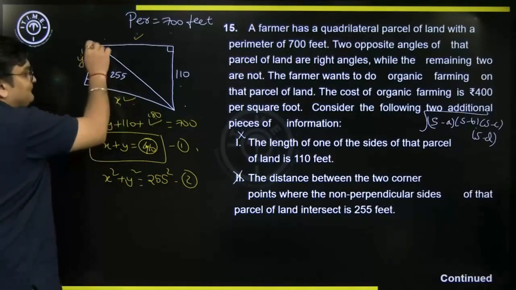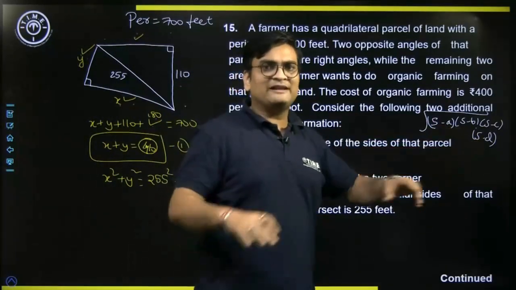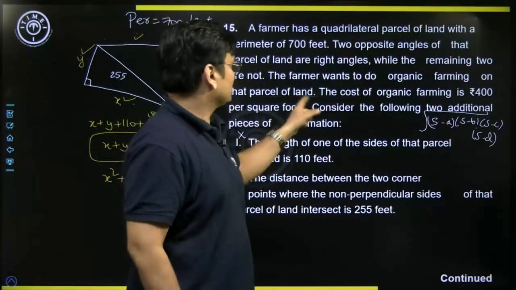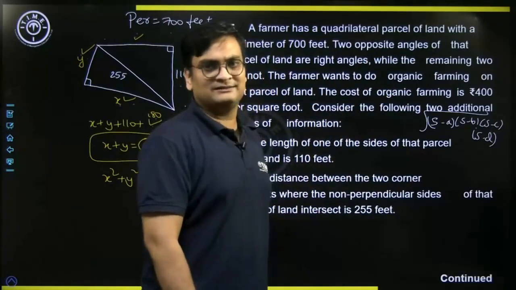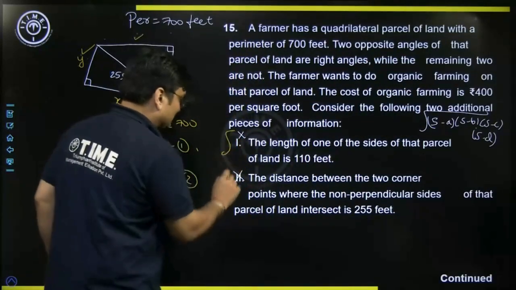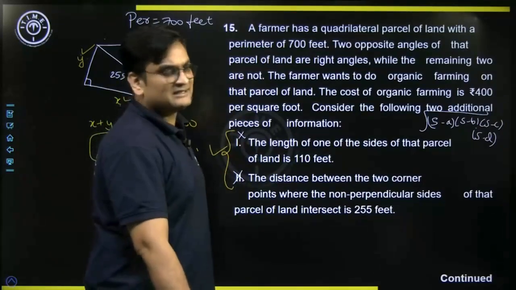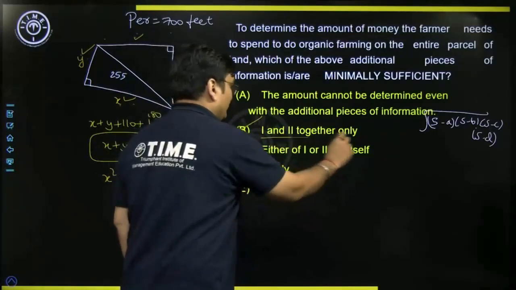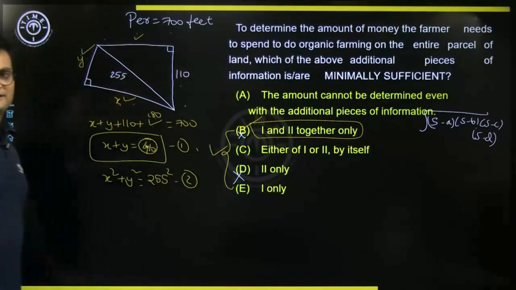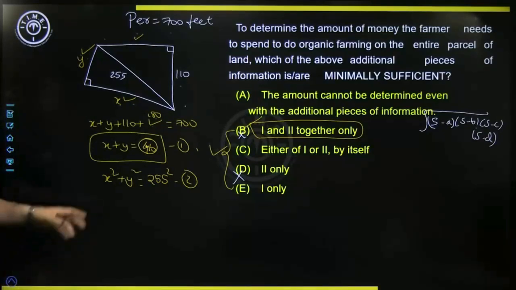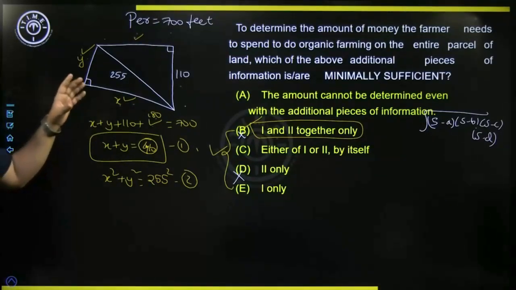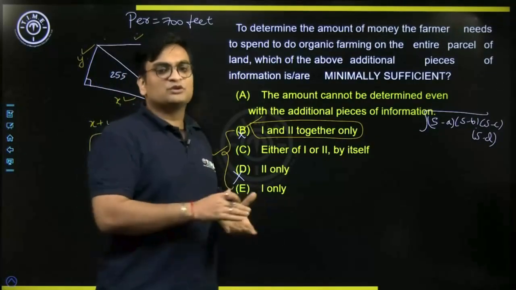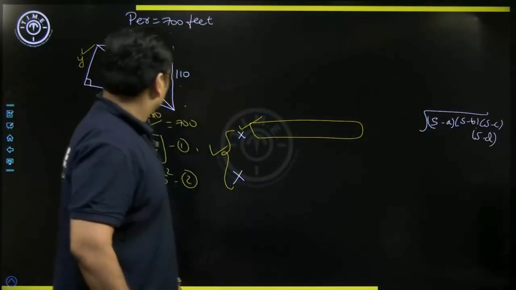And once you know x and y, we can make use of this formula and find the area. Once you know the area, I know the cost per square foot. I can multiply the two and get my answer. So that means by using both these statements together, not individually, we can answer our question. So which option choice is that? 1 and 2 together, second option choice will be the correct answer. Either 1 or 2, it's not sufficient, only 2, only 1, no, none of this. We'll have to go for both 1 and 2. Alright.